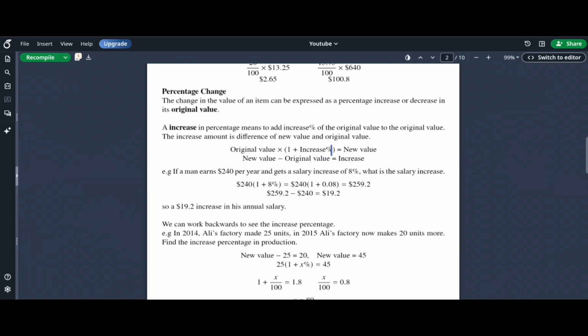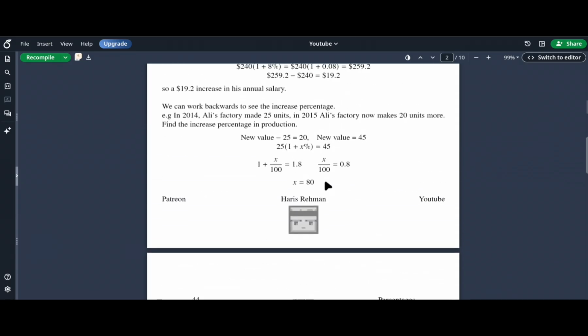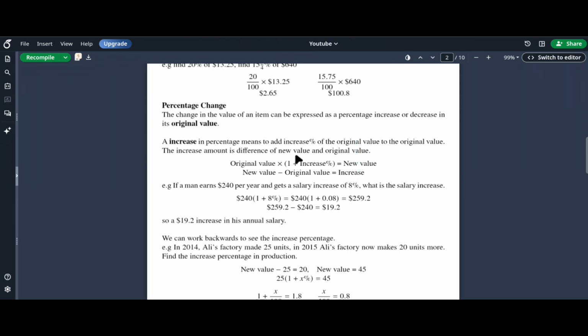Okay, you add the increase percentage. Increase percent, you will be given or have to find it. And in decrease, you have to subtract the decrease percentage, which you will be given or have to find. And that's how the new value is.